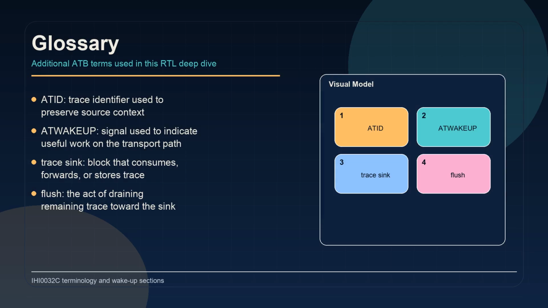AT ID preserves source context. AT wake up indicates useful work on the transport path. A trace sink consumes, forwards, or stores trace. And flush means draining the remaining trace toward that sink.